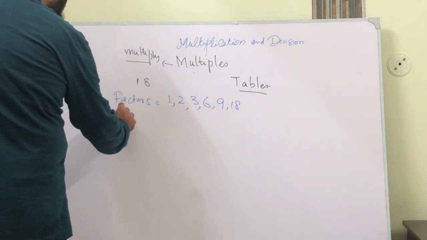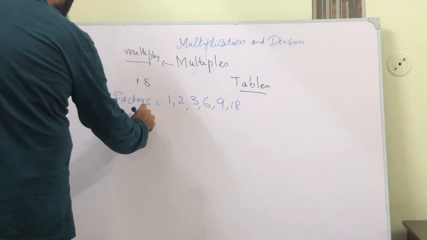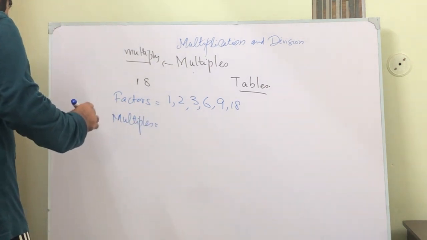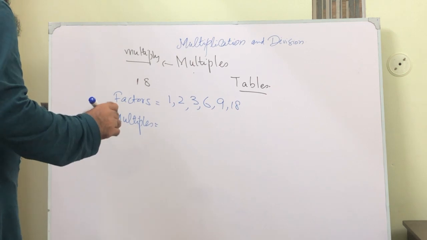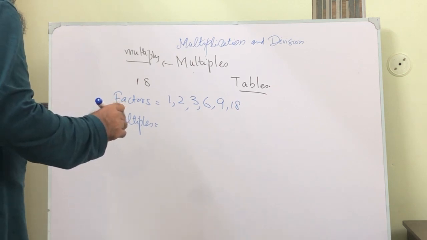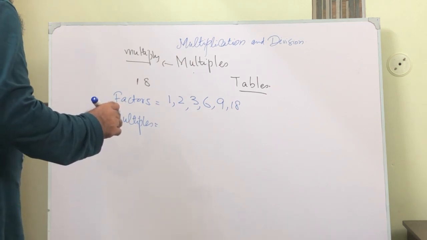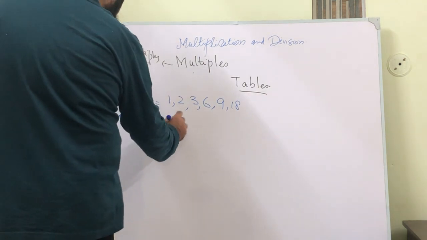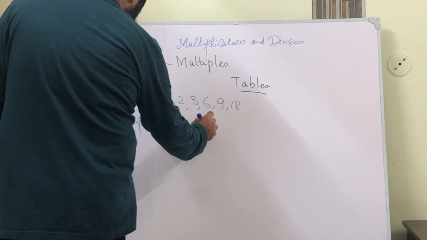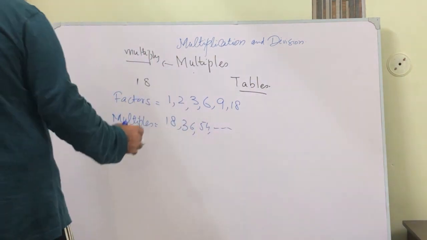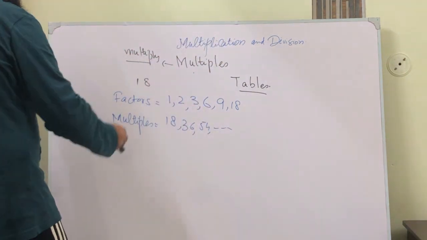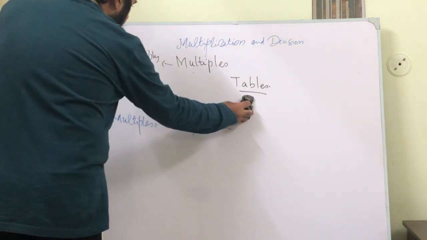When we talk about multiples, we would write the table of 18, but here the only question was to find the factors. So 1, 2, 3, 6, 9, 18, these are the factors of number 18.